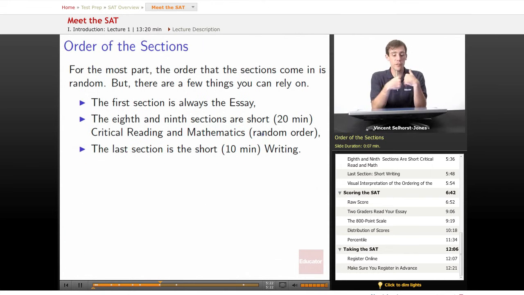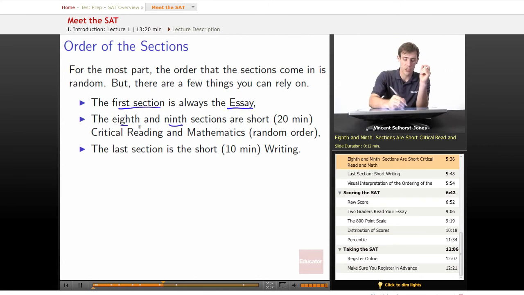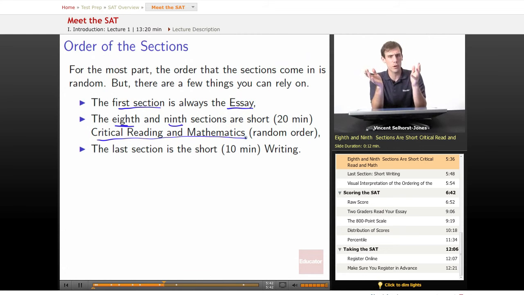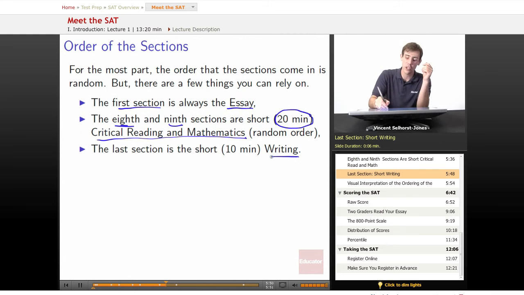Order of the sections. For the most part, the order that the sections come in is random, but there are a few things you can rely on. The first section is always the essay. That's always going to be the case. You'll always start off with an essay when you're taking the SAT. Also, the 8th and 9th sections are going to be critical reading and mathematics. You don't know what the order is going to be, but you do know that they're going to be shorter than normal. They're going to wind up being 20 minutes long. And finally, the last section, the 10th section, is always going to be the short 10-minute writing section.